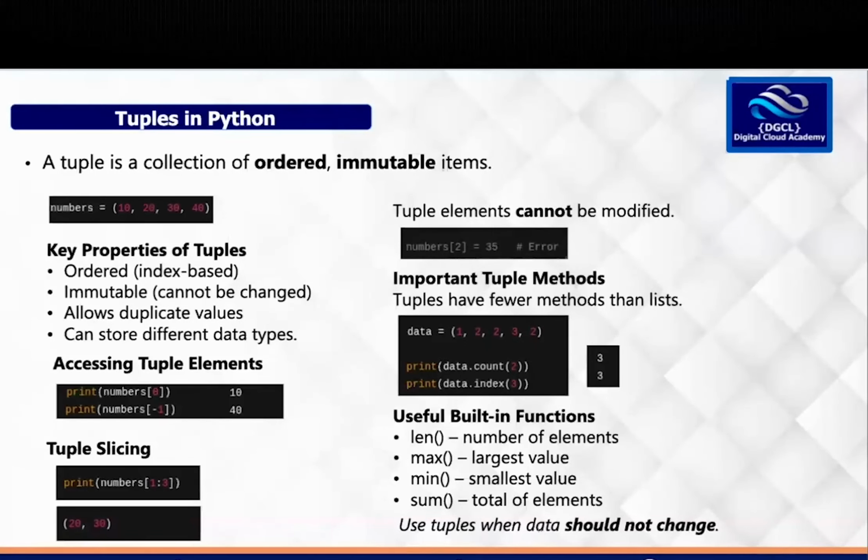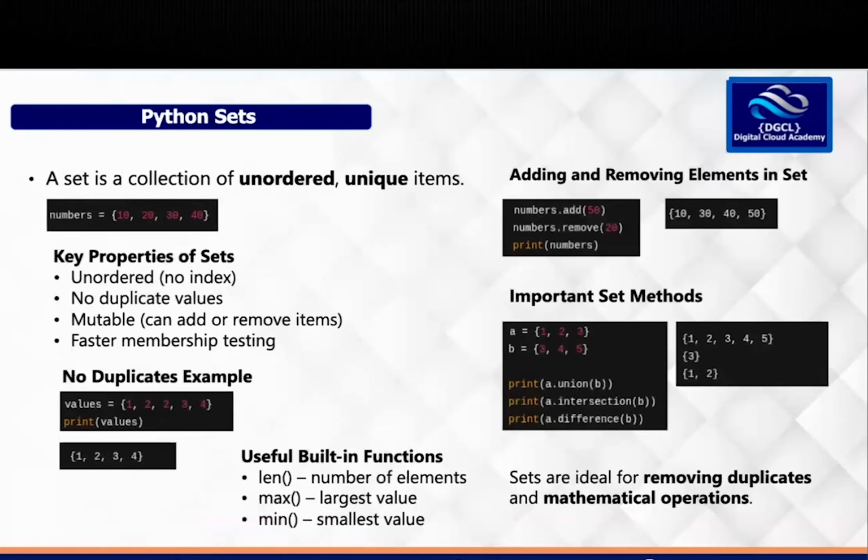So that's tuple. And we have set. A set uses curly brackets. Anything that uses curly brackets. A set is a collection of unique items. Key properties of sets: unordered, no index, no duplicate values, mutable, can add or remove, and faster membership testing. So anything that uses curly brackets.